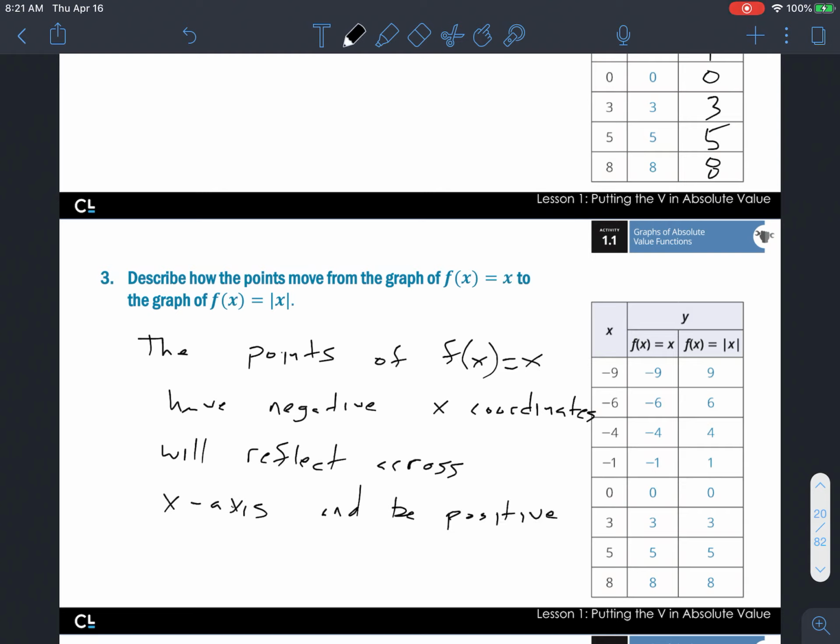So essentially what it means is that it's going to flip, so it's going to reflect, so you're going to see it on the other side. Okay, so let's think of it like a mirror. You're going to see the reflection on the other side.